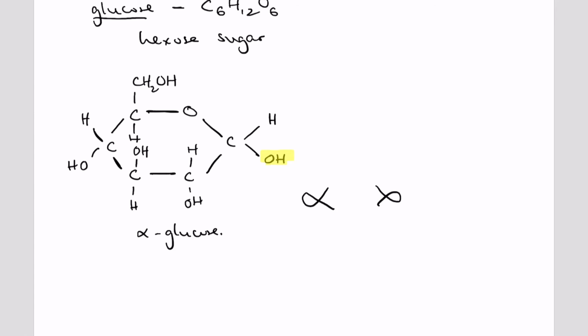Fish also live in the sea, therefore the OH is at the bottom. That's a way that I like to remember it, and I think it's a really useful way of remembering which way the OH goes around. Because the alternative, the isomer of alpha glucose, is this molecule that we call beta glucose.